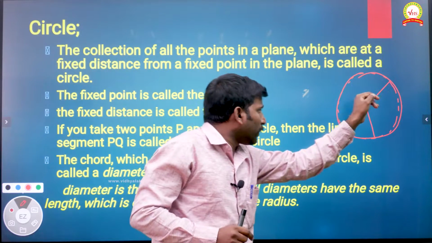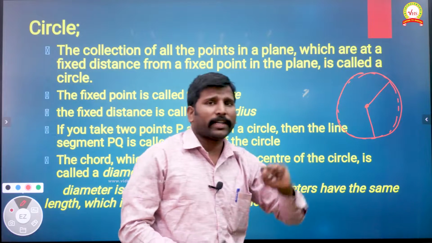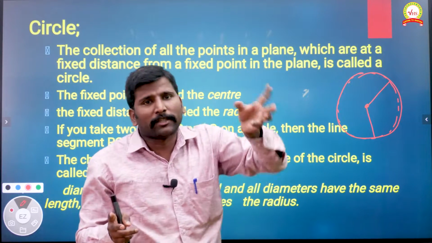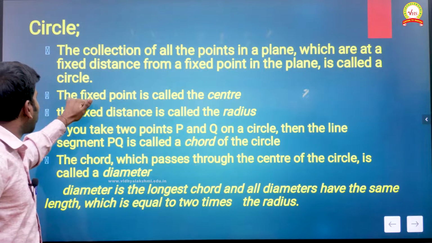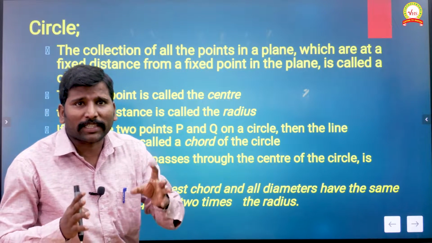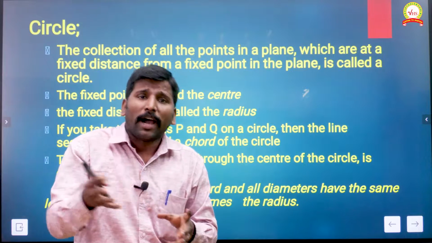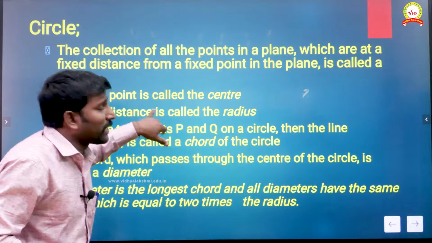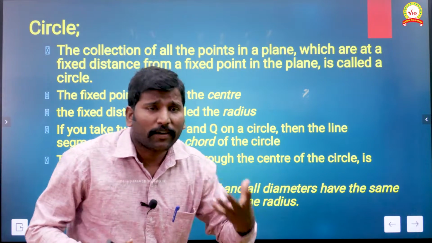Okay children, so from this point to there, that is a fixed distance. The middle point is called a fixed point. So we have two things, a fixed distance and a fixed point. Let's see what they are. The fixed point is called the center, the center of the circle, the middle point of the circle. And next, the fixed distance is called the radius. The fixed distance is called radius.